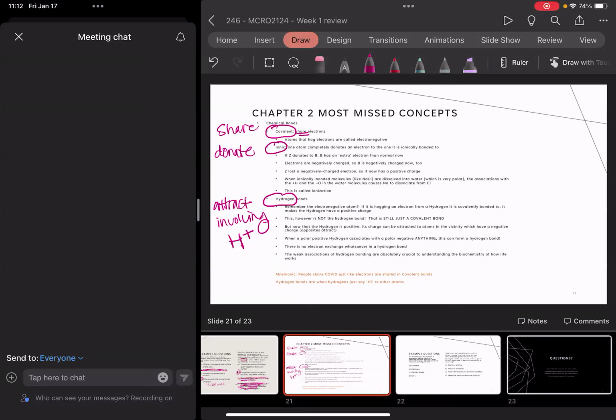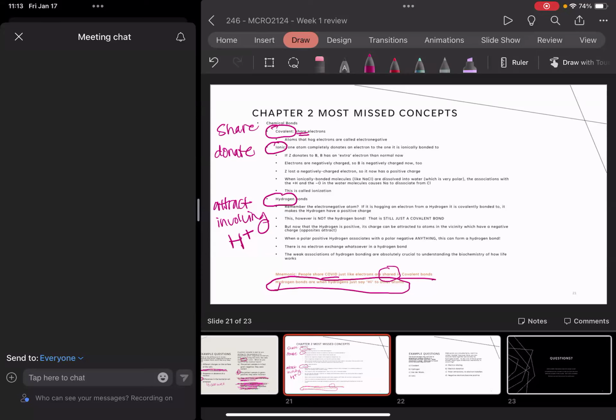So here we have down here, people share COVID just like electrons are shared in covalent bonds. Okay. COVID, covalent, sharing. Hydrogen bonds are when hydrogens just say hi to other atoms. I like this one when I wrote that one. I thought that was a cute one. Hydrogen bonds are when hydrogens say hi to other atoms. And opposites attract, so they're saying hi to the negative polarity or charges.